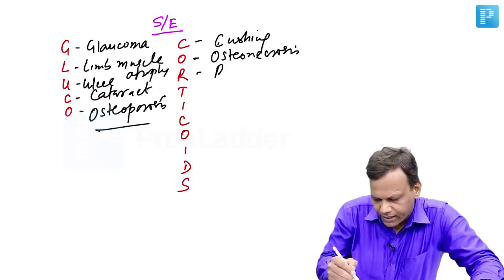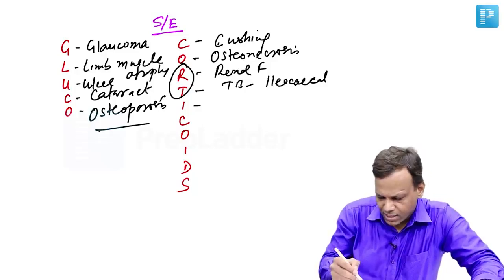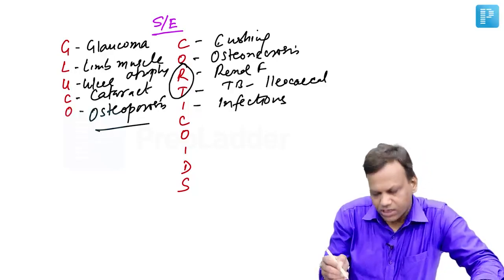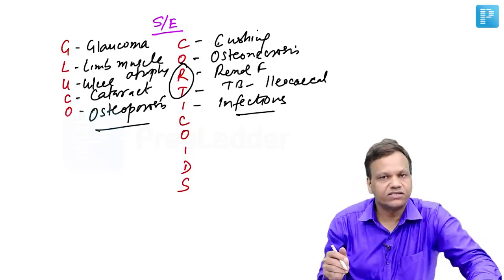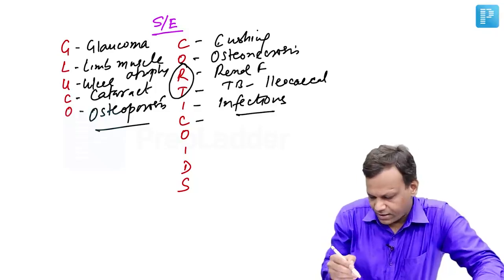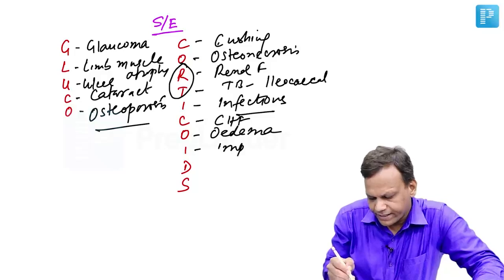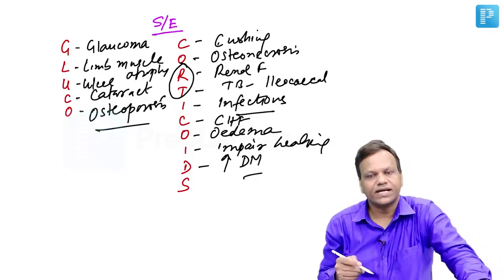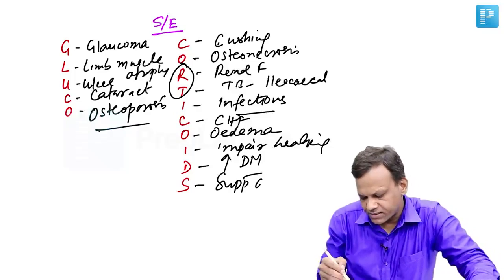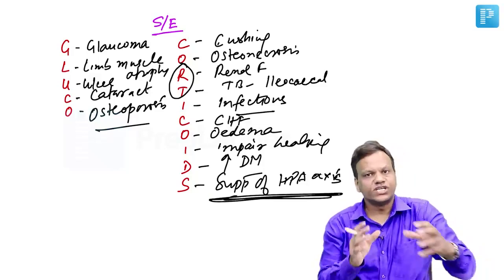Then they are contraindicated in renal failure and in case of TB, particularly ileocecal tuberculosis. They are absolutely contraindicated. Then I for infections. Glucocorticoids are immunosuppressant and increase the risk of infections, particularly in the COVID times. What was that infection? Mucormycosis. Then they are contraindicated in CHF and conditions with edema. Healing is impaired. Then they increase risk of diabetes mellitus by causing hyperglycemia, and they can cause suppression of the HPA axis. So that is very important. Glucocorticoids can cause HPA axis suppression.